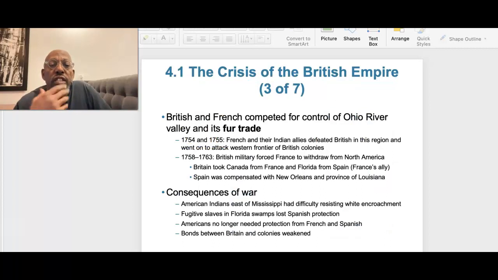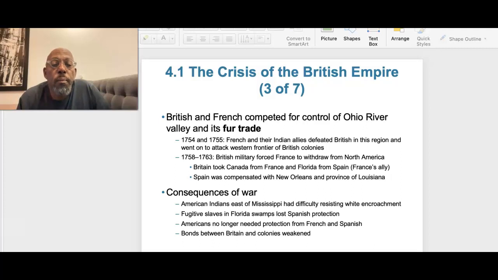Okay, British and French competed for control of the Ohio River Valley and its fur trade. From 1754 and 1755, French and their Indian allies defeated Britain in this region and went on to attack western frontiers of the British colonies. From 1758 to 1763, British military forces pushed France to withdraw from North America.